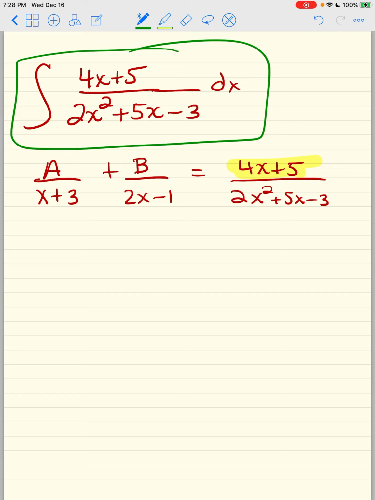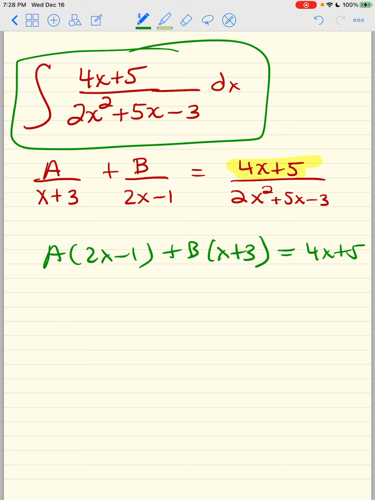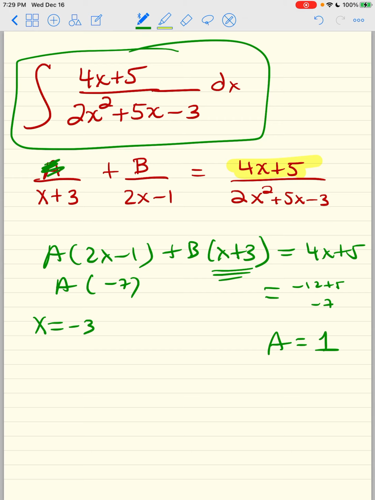Okay? All right. So A times 2x minus 1 plus B times x plus 3, without the distributing. I'm going to make x equal to negative 3 so I can get rid of this. So that's going to be A times negative 7, because don't skip steps, okay? 2 times negative 3 is negative 6, minus 1 is negative 7. And I'm going to get negative 12 plus 5, which is also negative 7. So A is equal to positive 1. So I'm just going to go right up here, and I'm going to put positive 1 here.